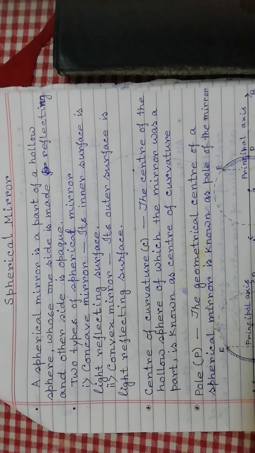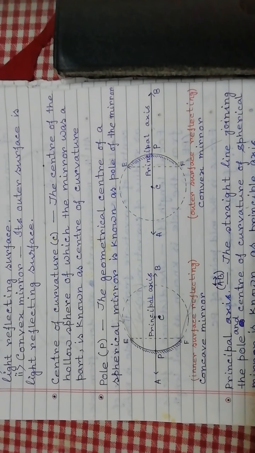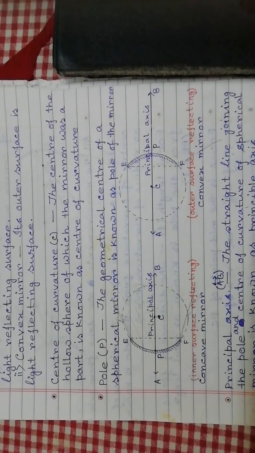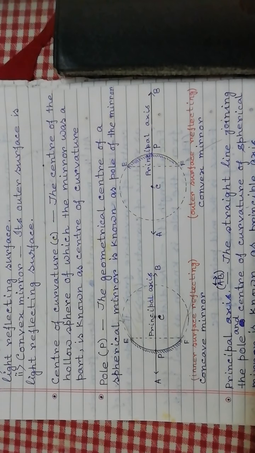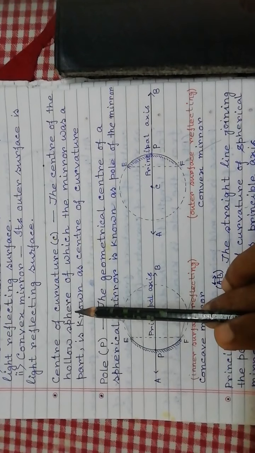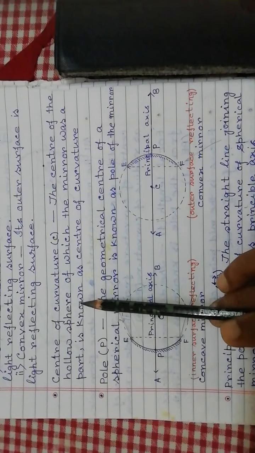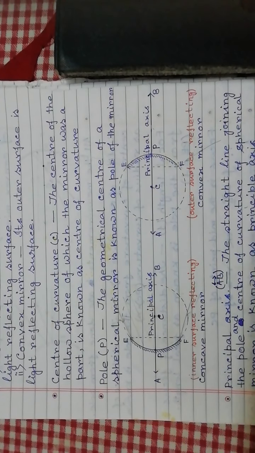Now, some terminology about spherical mirrors. First of all, the center of curvature. Every spherical mirror is a part of a hollow sphere, and this hollow sphere has a center. The center of the hollow sphere of which the mirror is a part is known as the center of curvature.